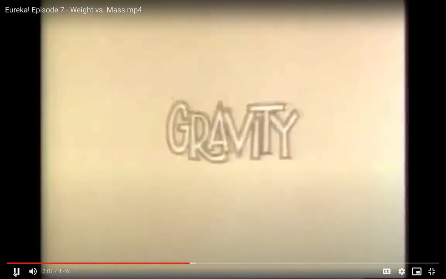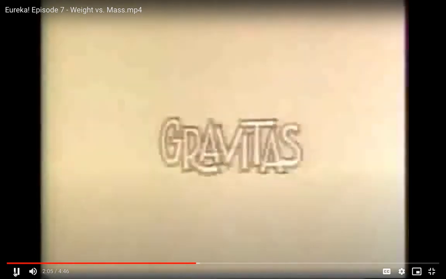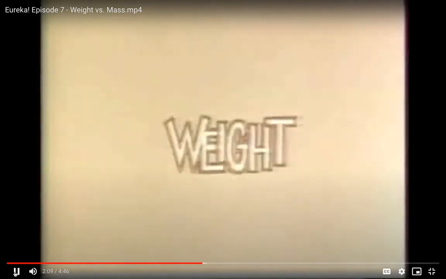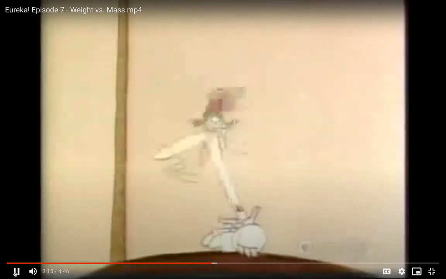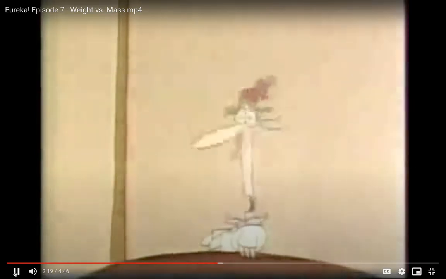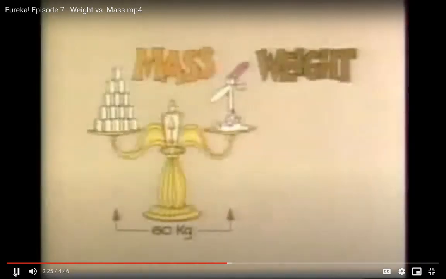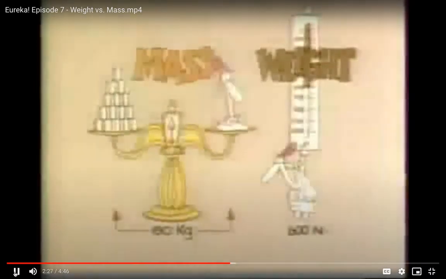Remember how keen physicists are on Latin words? Well, gravity comes from gravitas, which is simply Latin for weight. But you thought you were weighed in kilograms, didn't you? That's true in everyday life, but not in physics, which has to be very careful about these things. In physics, kilograms measure your mass on a balance, but your weight is always measured in newtons on a spring scale.